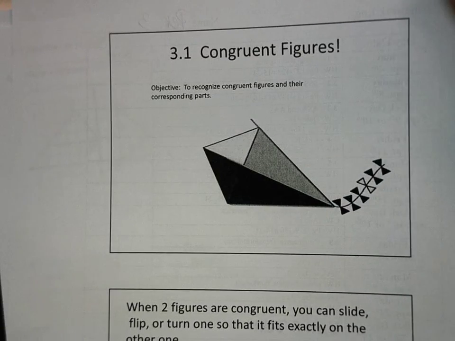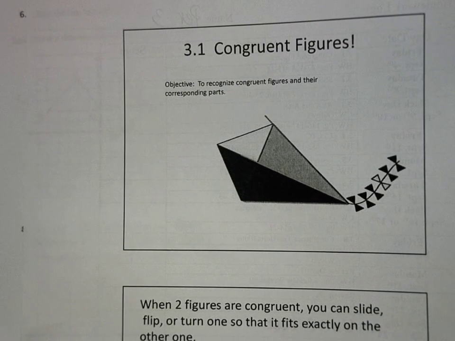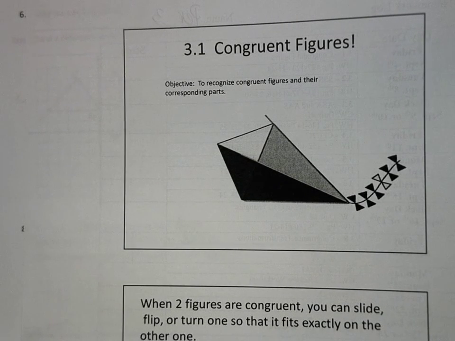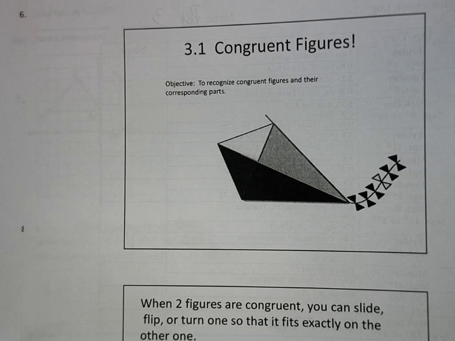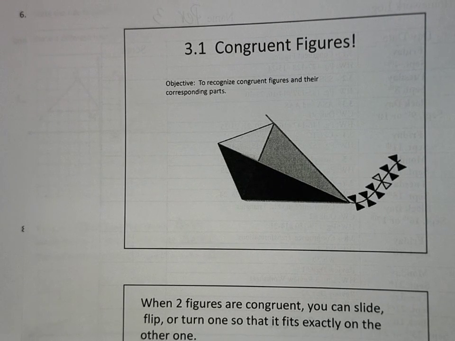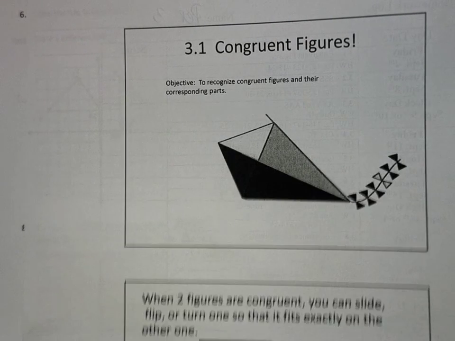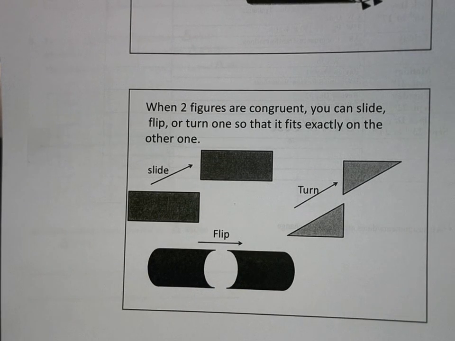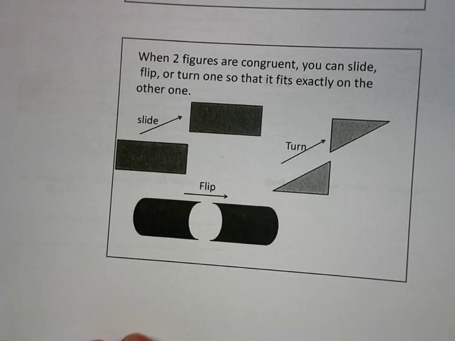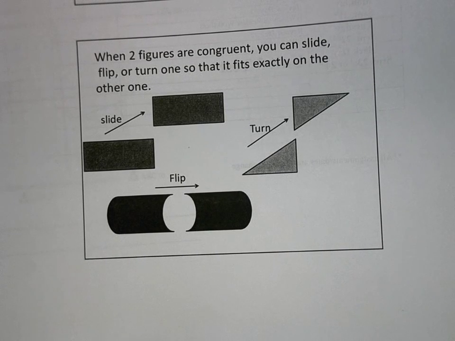Math 2, Unit 3.1. So today we are talking about congruent figures. What does congruent mean? Same size, same shape. Very good. Same size, same shape. If you look at this figure on page 121, they're talking about how even though two figures might not look alike, they can still be congruent, because figures can slide, flip, turn, and rotate, and they'll still be the same. Is that clear? All right.